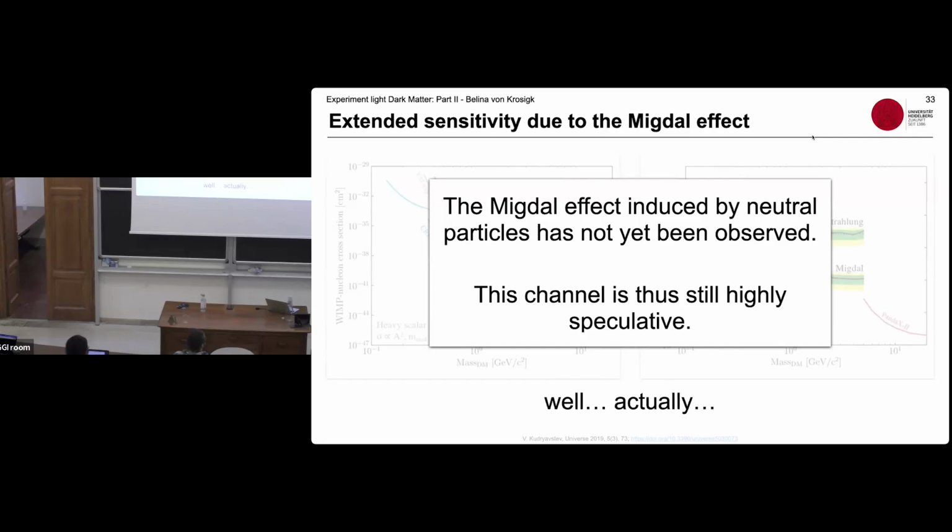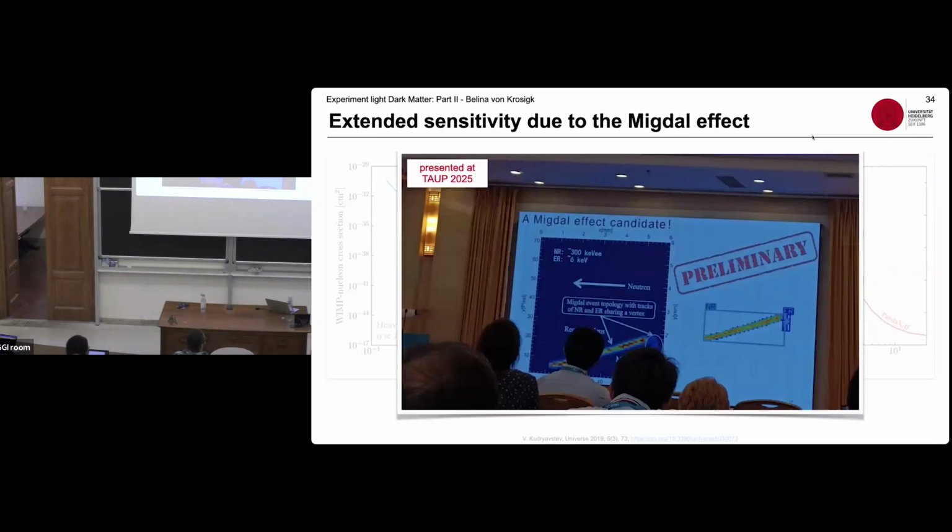However, and this is pretty new, at TAUP 2025, so end of August. I was not at TAUP, so I don't know any detail. I just got this picture from one of my postdocs. You can see a preliminary Migdal effect candidate, the neutron. So basically, this is a DD generator based experiment.